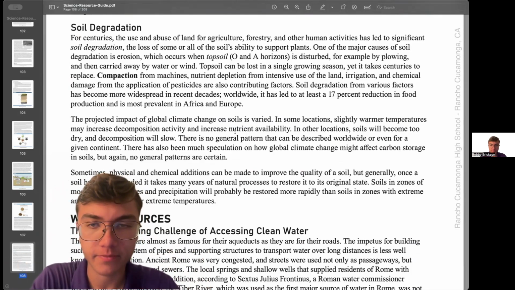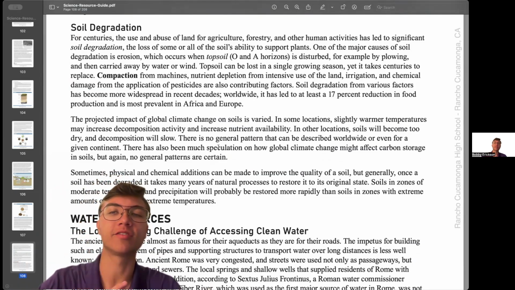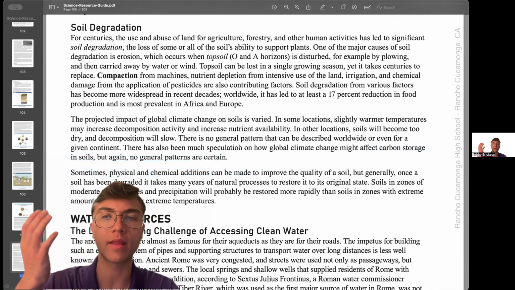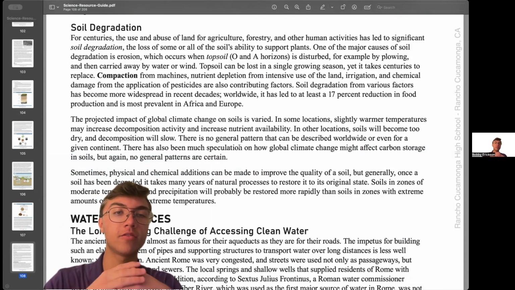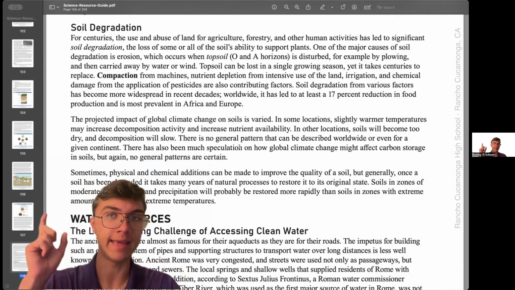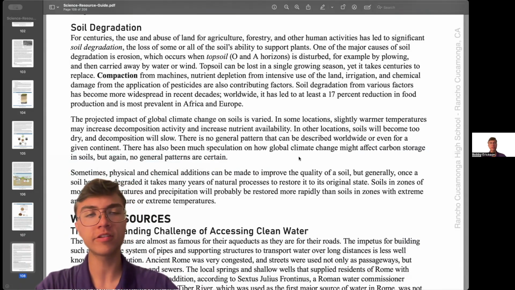And so we can't exactly describe all of it, but there's also been speculation that there's an effect on carbon storage in the soils by climate change. But we haven't really seen too many patterns yet. That's why we need to go into more studies of these sorts of things.